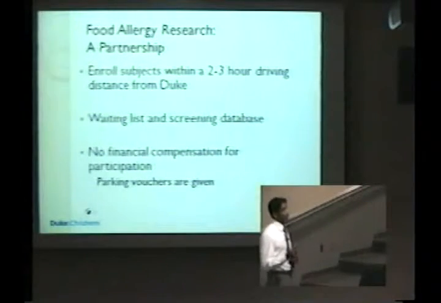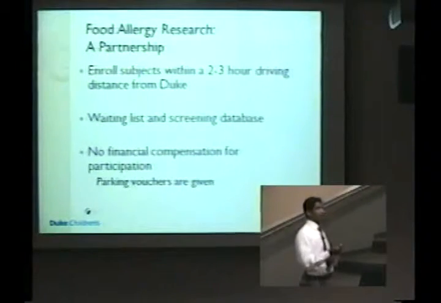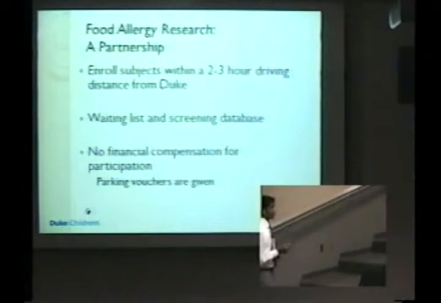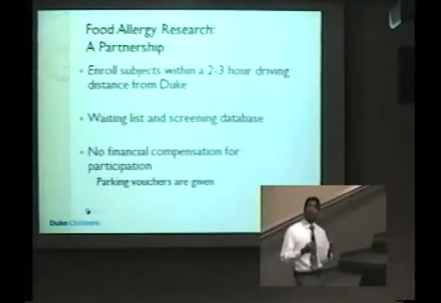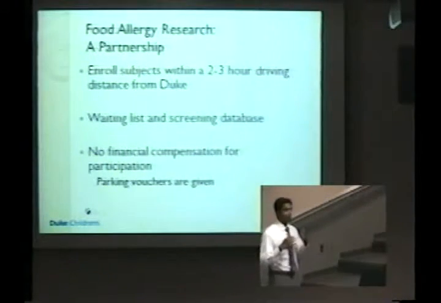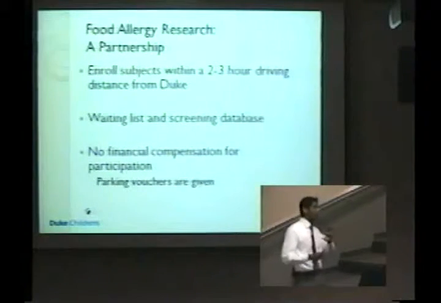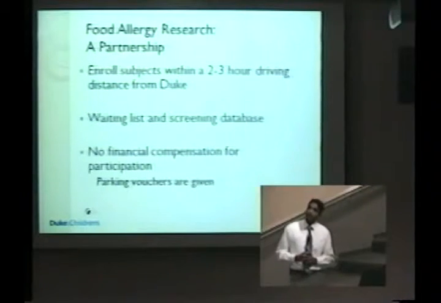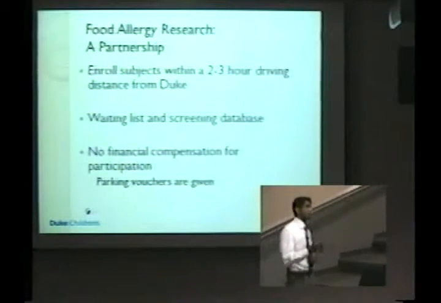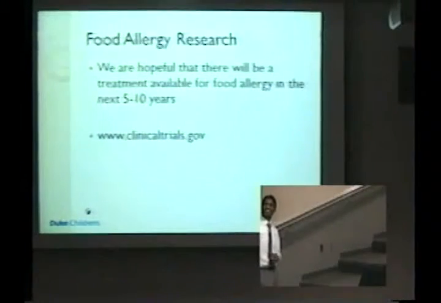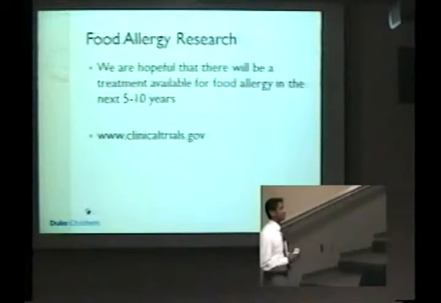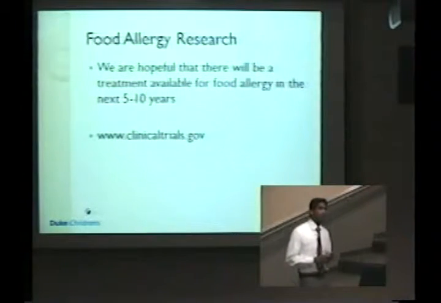So right now we're enrolling subjects that are within a 2 to 3 hour driving distance from Duke. The main reason we do that is because if there is a reaction to a home dose, we don't want them to be too far away. There is currently a waiting list. We do have a screening database, but I'll talk about that in just a second. It's not as well-oiled a machine as it should be. There's no financial compensation for participation, but we do give you parking vouchers so that you don't have to pay for parking. So we're hopeful that in the next 5 to 10 years there'll be a treatment available mainstream for food allergy.